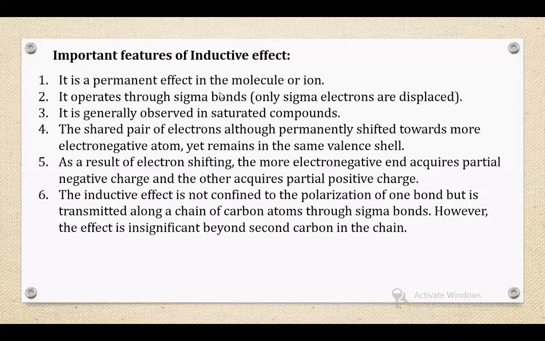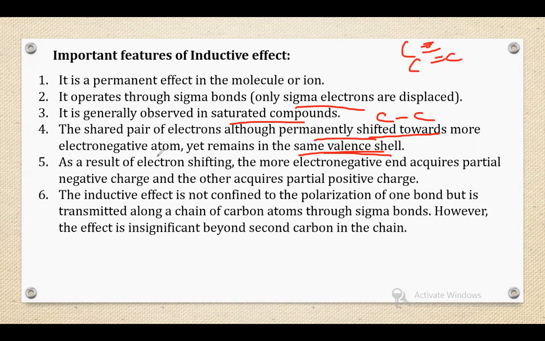It is a permanent shift of electrons in a molecule or ion operating through sigma bonds. Only sigma electrons are displaced here, and it is generally observed in saturated compounds, carbon-carbon single bonds, not carbon-carbon double and triple bonds, because those are unsaturated compounds. The shared pair of electrons, although permanently shifted towards the more electronegative atom, remains in the same valence shell. As a result of the electron shift, the more electronegative substituent group acquires a partial negative charge, and the remaining group gets a partial positive charge.